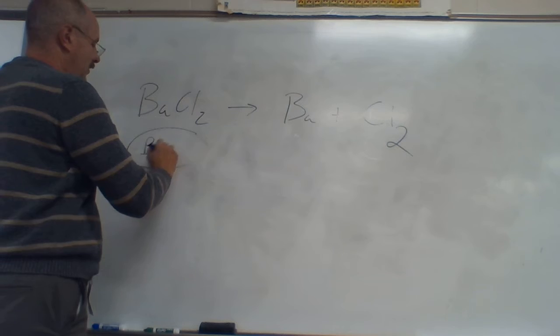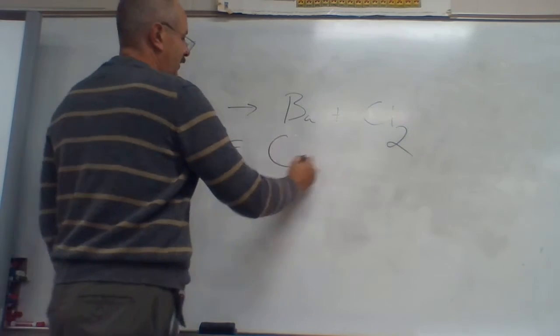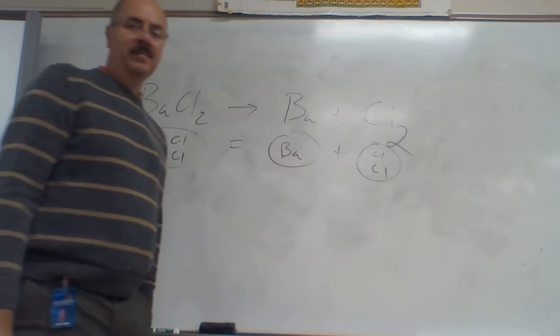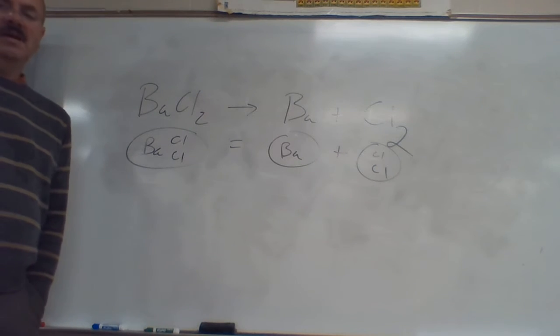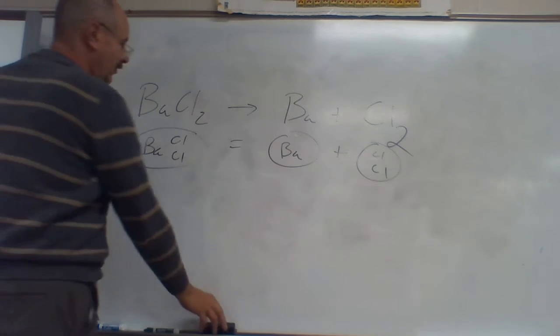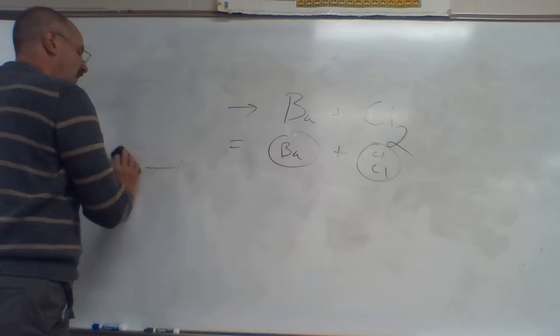So I got a Ba and 2 Cls. That's equal to a Ba plus 2 Cls. That one's already balanced again. Isn't that ironic? But so we just leave it as a 1-to-1-to-1 ratio. So that one's done.